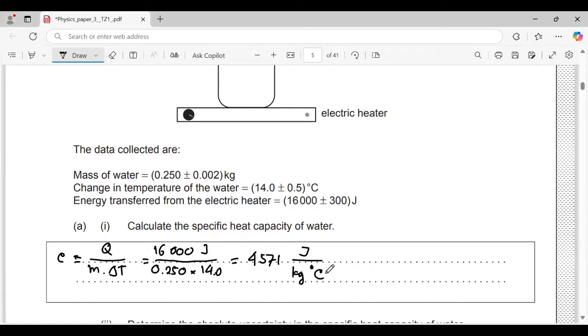Okay, if you change Celsius into Kelvin, it's no problem because the change in scale is the same. If you change the scale to Kelvin, it's no problem because they have the same scale of 100. Celsius goes from 0 to 100, Kelvin from 273 to 373.